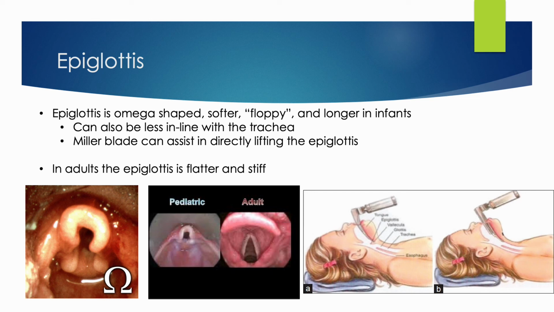As you can see on the image on the bottom left, you can see the omega shape in a pediatric epiglottis, and the middle image shows the difference between a flatter, more stiff adult epiglottis and the omega-shaped pediatric epiglottis.